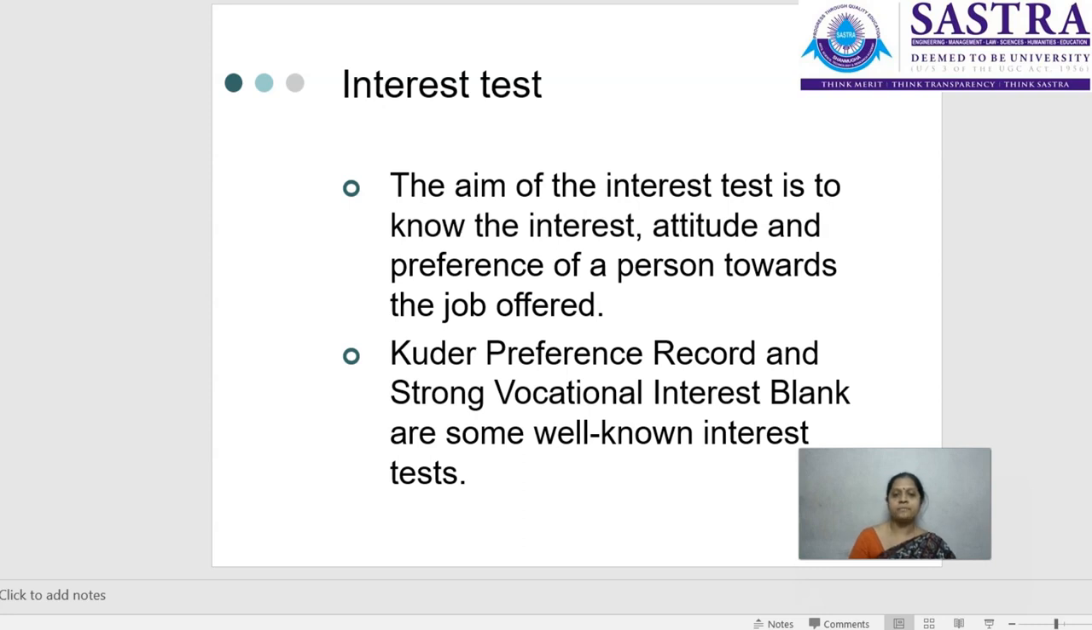Some well-known interest tests are the Kuder Preference Record and the Strong Vocational Interest Blank. These two are well-known interest tests available here in India, and some organizations make use of these interest tests in the selection process.